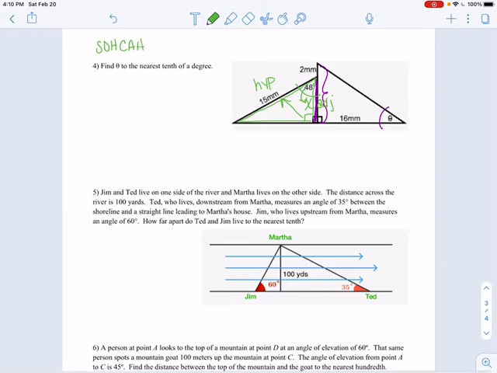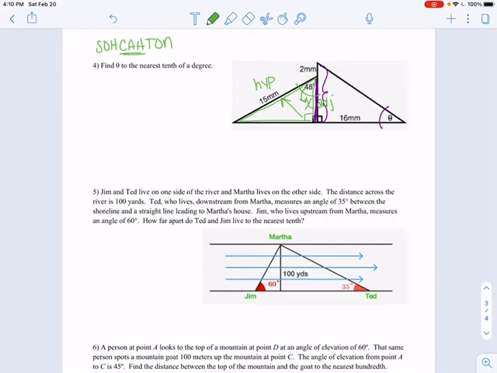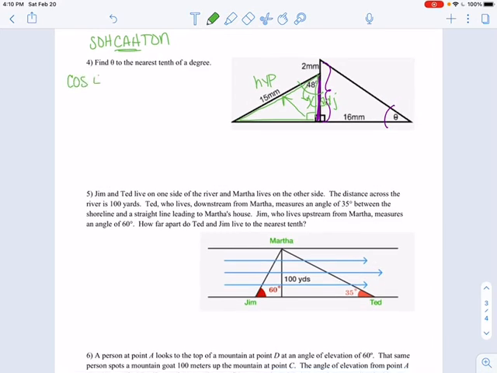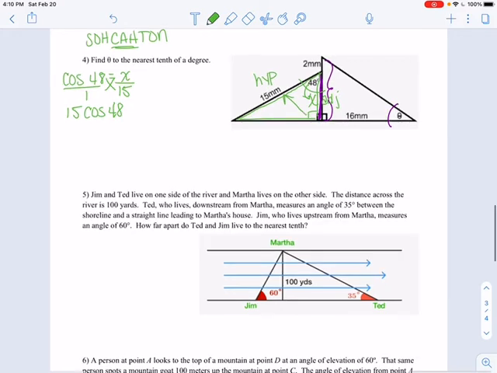The trig function that deals with the adjacent and the hypotenuse at the same time is going to be your cosine. So we're going to do the cosine of 48 degrees equals your side adjacent, which is X, over your hypotenuse, which is 15. We'll cross multiply and solve. So I'm going to have 15 times the cosine of 48 is going to equal X. Again, just chuck that into the calculator, and when you do that, you should get an answer of 10.04.